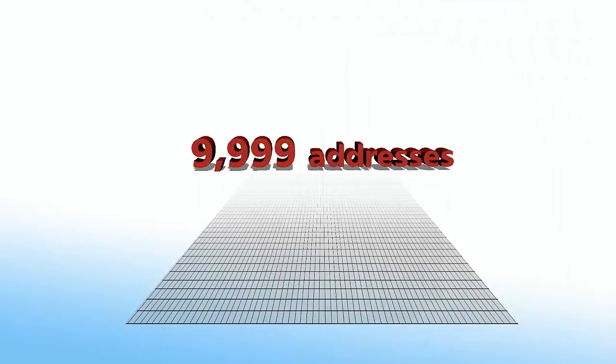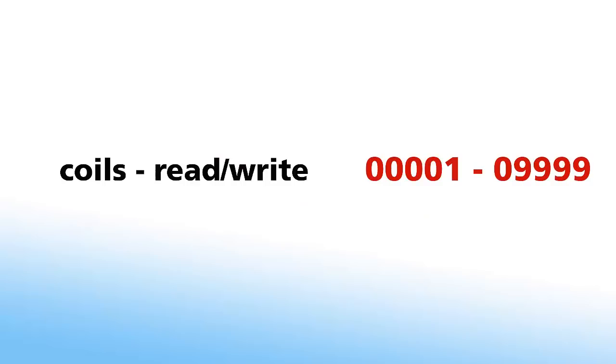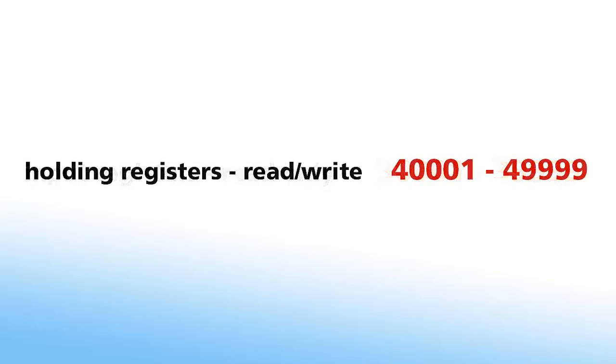Each table has a maximum of 9,999 addresses. Data table addresses 1 through 9,999 are the read-write table for coils. Addresses 10,001 through 19,999 are the read-only for discrete inputs. Data table addresses 30,001 through 39,999 are the read-only for input registers, and addresses 40,001 through 49,999 are the read-write table for holding registers.